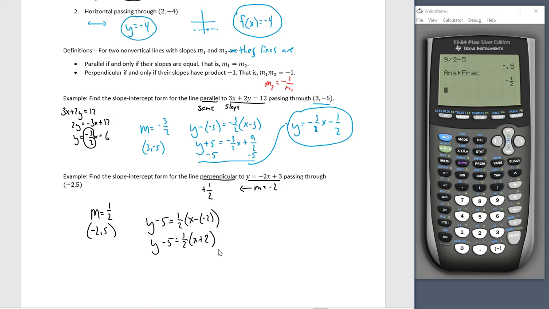Okay, there we go. x minus -2 becomes x plus 2. I'm going to distribute that 1/2. Let's bring it up over here. 1/2 x. 1/2 of 2 will give us a positive 1. And when we add 5 to both sides, 1/2 x + 6.